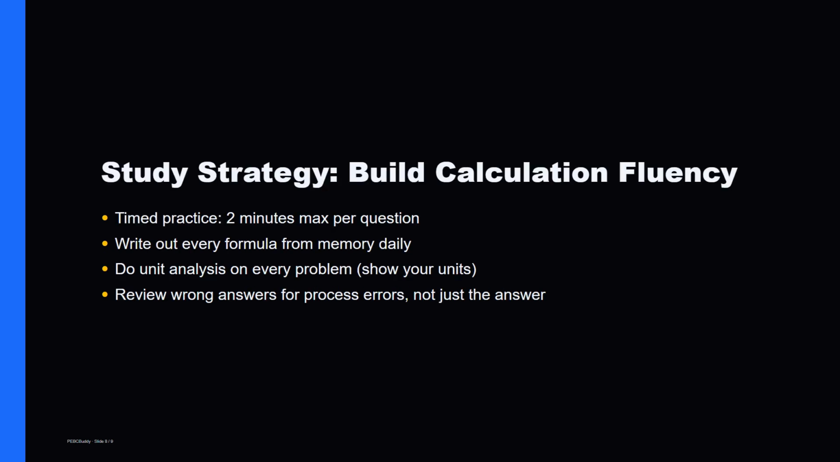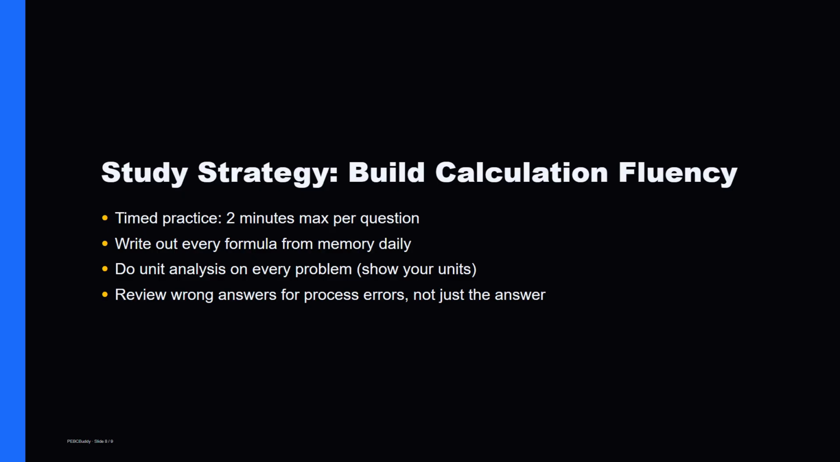Here's how to turn this knowledge into real exam fluency. First, always practice under a time constraint. Give yourself roughly 2 minutes per calculation question so you build the pace you'll need on exam day. Second, write your key formulas, Cockcroft-Gault, alligation steps, concentration conversions, from memory every single study session. The act of retrieval locks them in faster than rereading.